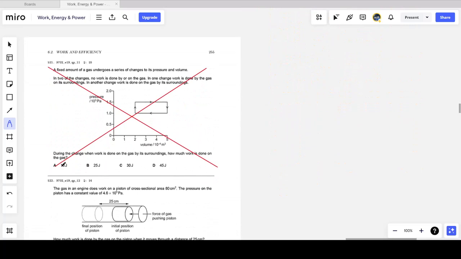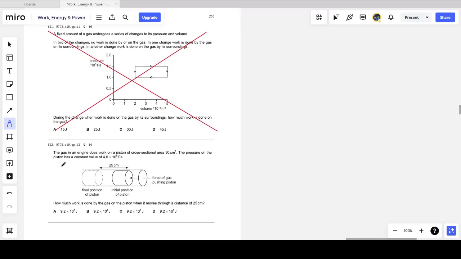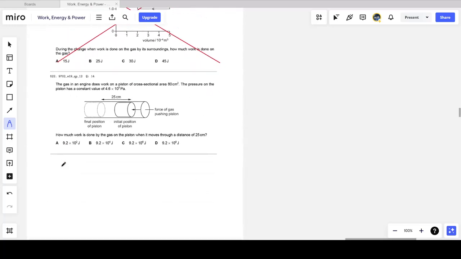Question 521 is very specifically based on thermodynamics, thermal physics, which again is A-level physics, so I've ignored that question, and then I moved on to question 522, which is similar to one we've solved already. And this is from the winter 2019 exam, question paper 1, variant 2, and question 14 from this paper.